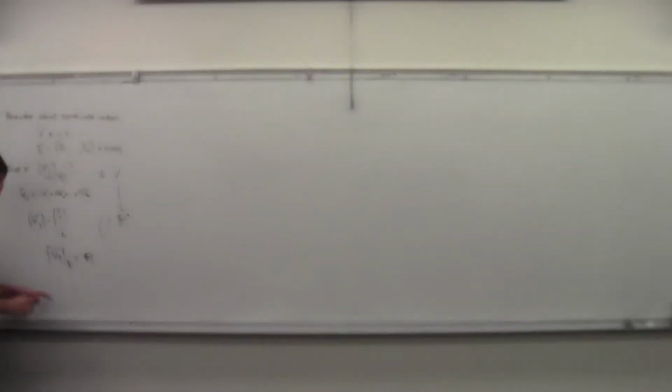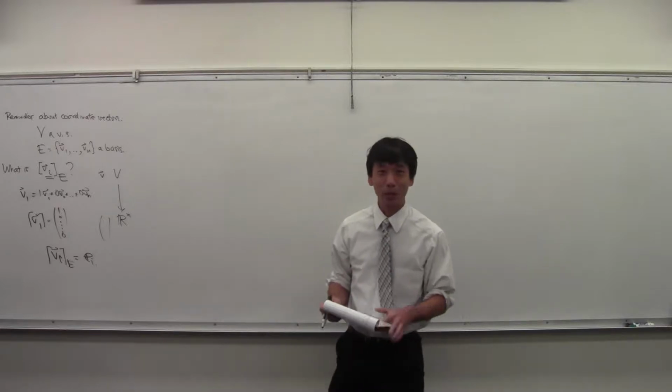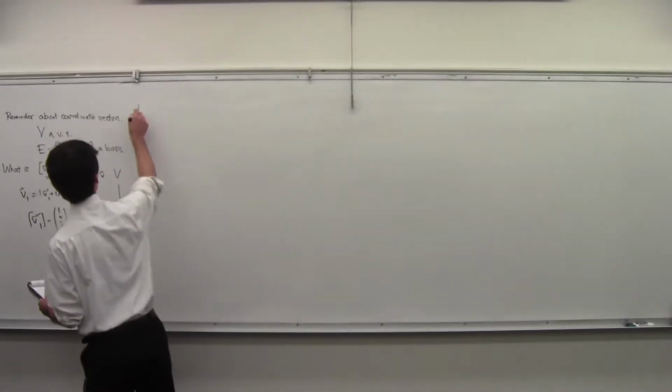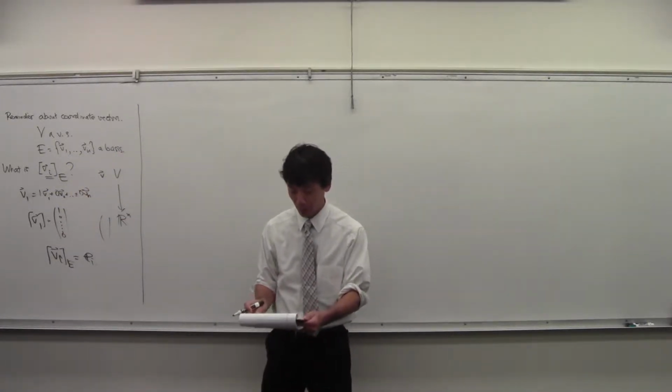So you see that v_i with respect to E is going to be just the standard basis vector. It's going to be the ith element of the standard basis. Okay. Everybody okay? I'm hoping that should be pretty clear to you.